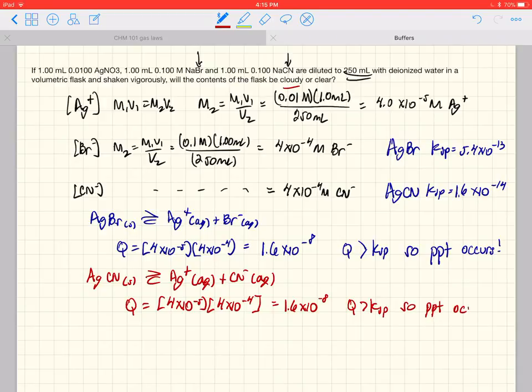precipitation occurs. Okay. Which one of these would precipitate out first? I would suspect that the one with the lower KSP would precipitate first, so that would be silver cyanide. When silver cyanide precipitates, the silver ion decreases in concentration, and one has to wonder if there's enough still for the other one to precipitate. But this problem doesn't ask too much about that. It just says, will cloudiness be present or not? And the answer is yes.